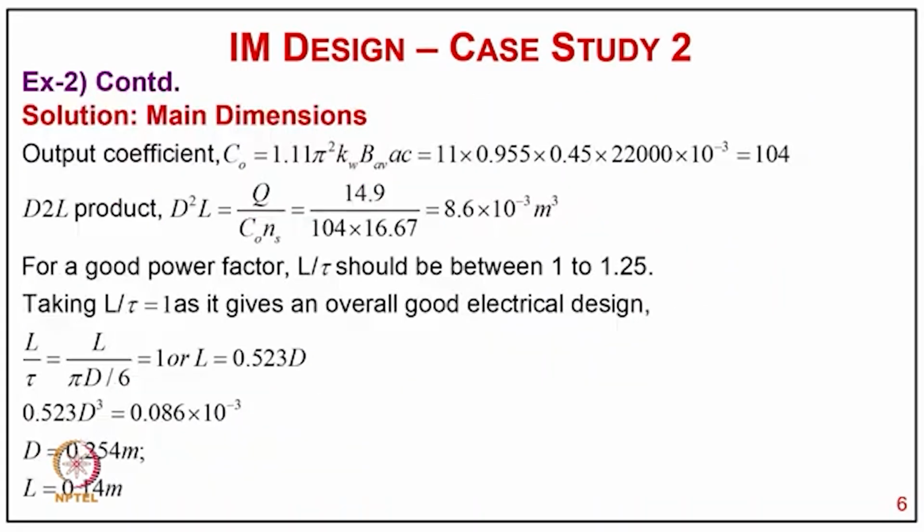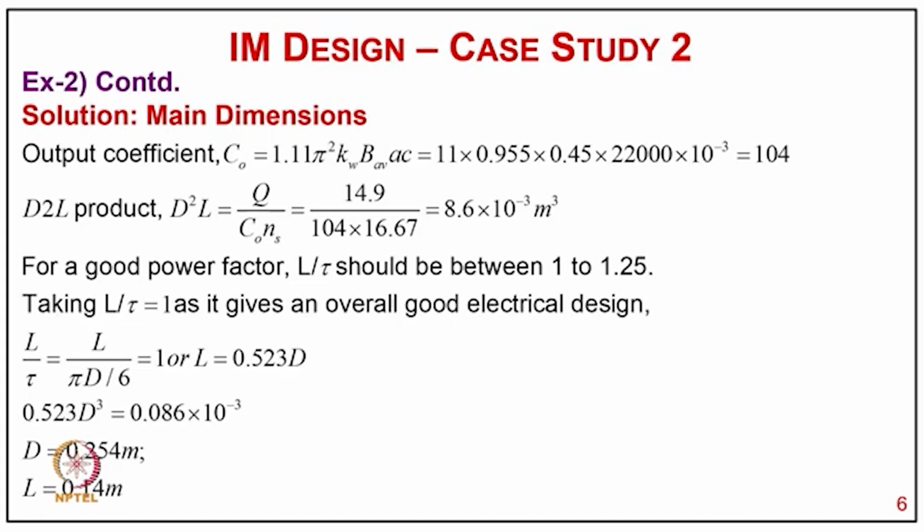Now for the output equation, we have the output coefficient C0 equal to 1.11 pi square kW B average into AC into 10 power minus 3. From this output equation, D square L is Q upon C0 into ns, and putting in the values it comes to 8.6 into 10 power minus 3 meter cube.